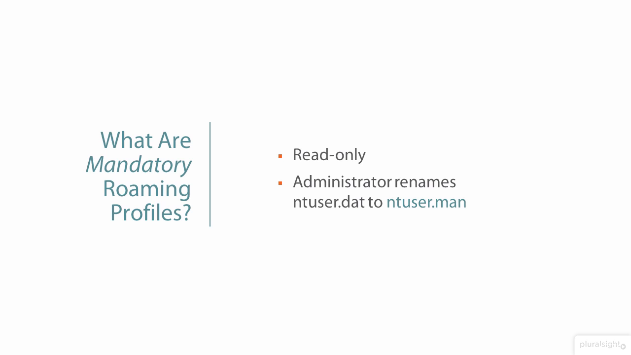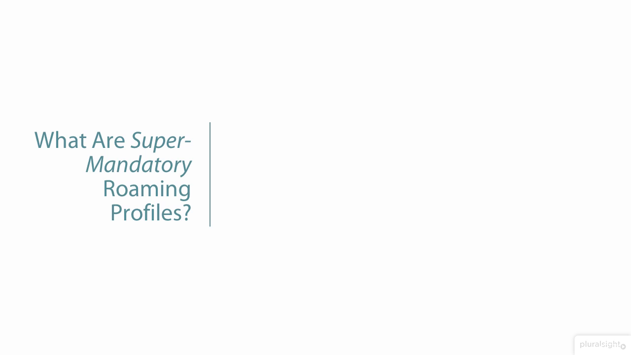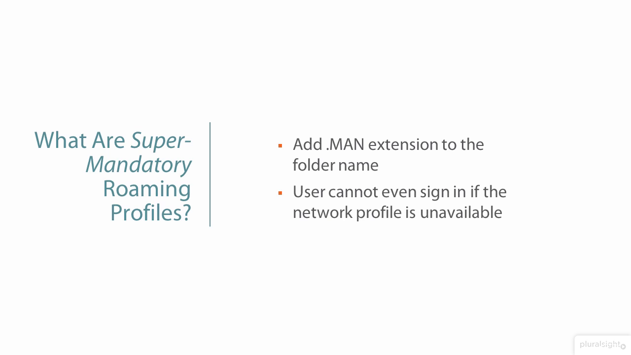Now, the other wrinkle is the super mandatory profile, in which an admin can add the .man suffix to the actual folder name. Now, this means that the user won't be allowed to sign in at all if that network profile is unavailable for whatever reason.